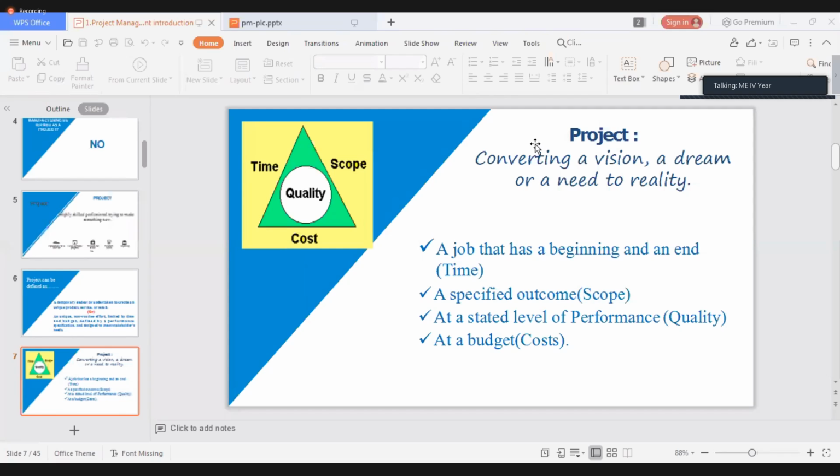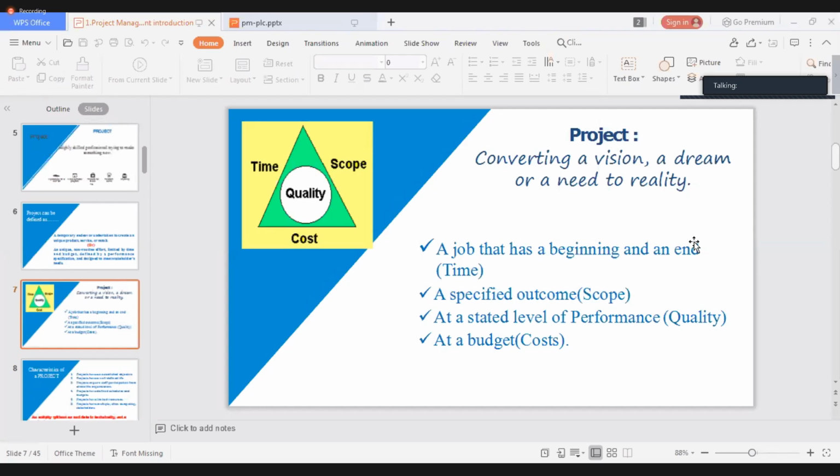Oh, not visible. Is the PPT visible now? Is the triangle visible? The 5th, 7th slide? Somebody please respond. Sir, it's visible.